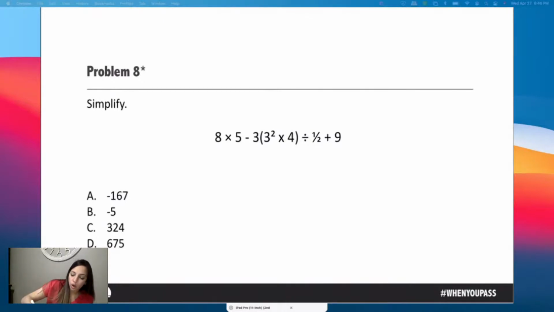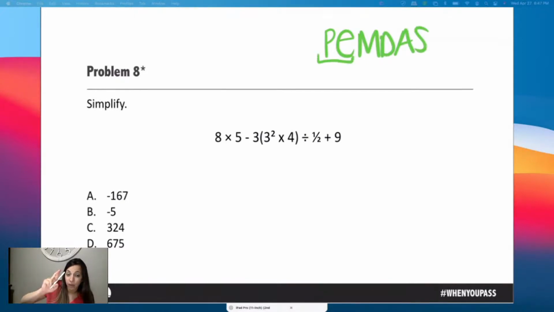All right, order of operations is PEMDAS. But what I need you to realize is parentheses and exponents are kind of partnered together. Multiplication and division are kind of partnered together. And addition and subtraction are kind of partnered together. What that means is I'm going to do parentheses and exponents first. Then when I'm done with that, I'm going to move to multiplication and division.